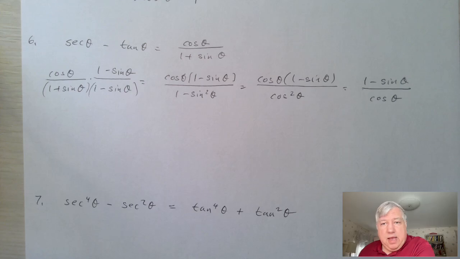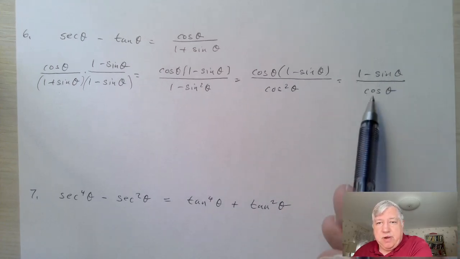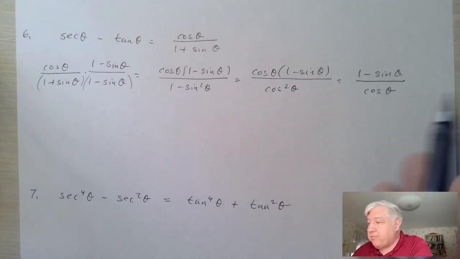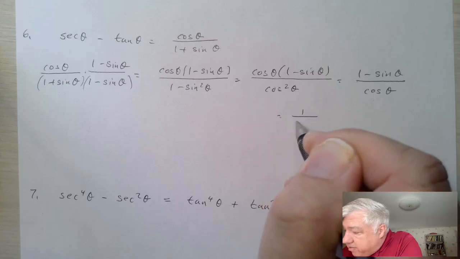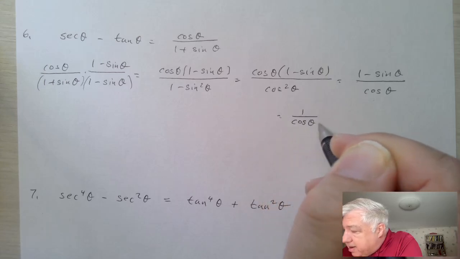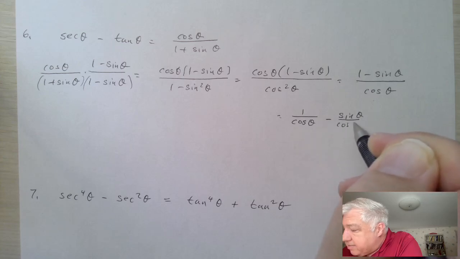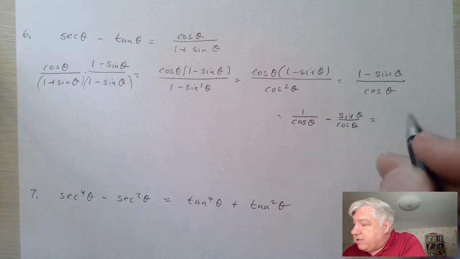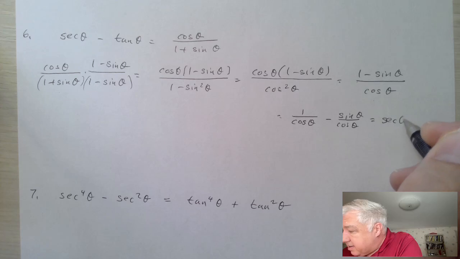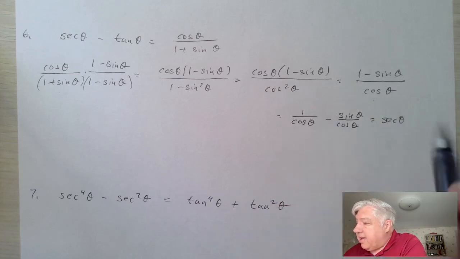Okay. And now, because you have 2 terms in the numerator and just 1 term in the denominator, we can break this up as 1 over cosine theta minus sine theta over cosine theta. And this, of course, is the secant. And this is the tangent.